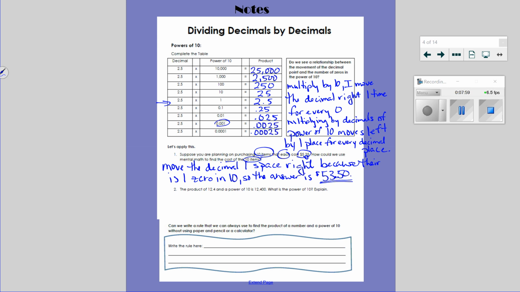Okay, our next one, we have the product. In other words, I'm multiplying 12 and 4/10 and some power of 10. And my answer is 12,400. What is the power of 10 that I used? How much did I multiply by to go from 12 and 4/10 to 12,400? Why do you say 3?